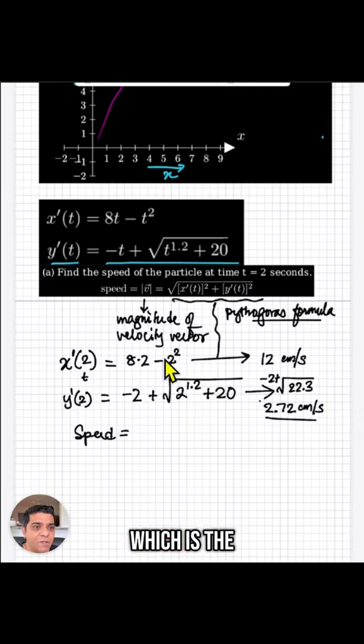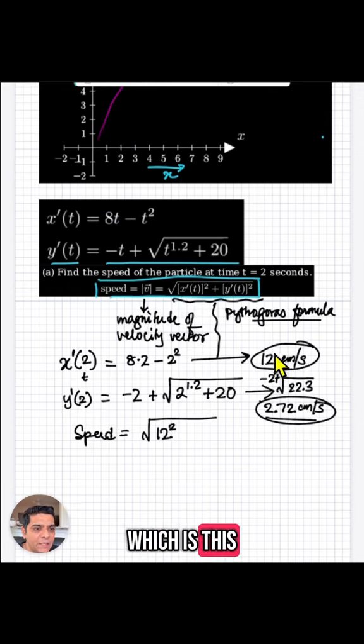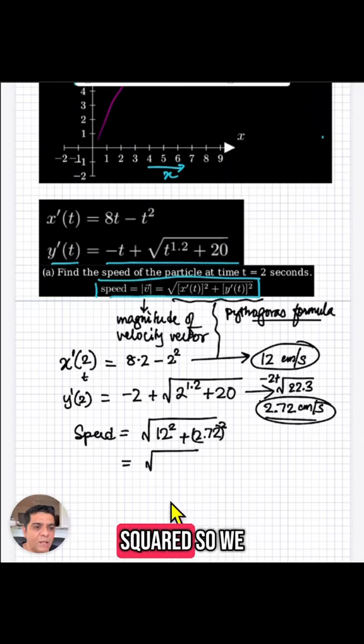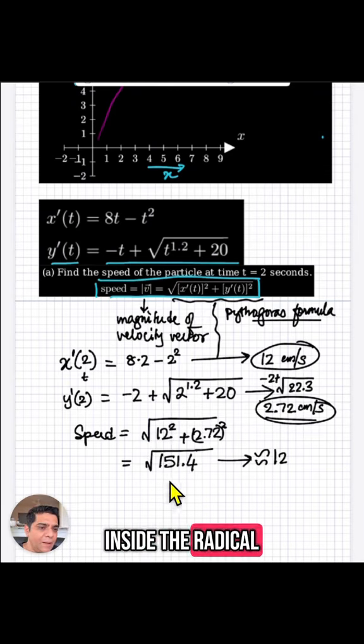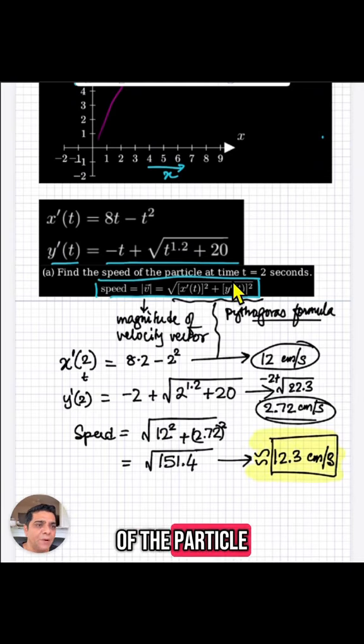So the speed, which is the magnitude of the velocity vector, is given by the square root of x prime of t whole squared, which is 12 squared, plus y prime of t whole squared, which is 2.72 squared. We can simplify inside the radical: 151.4, so approximately 12.3 centimeters per second is the speed of the particle at time t equals 2 seconds.